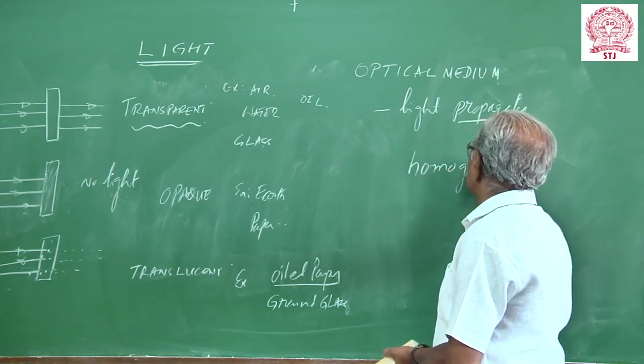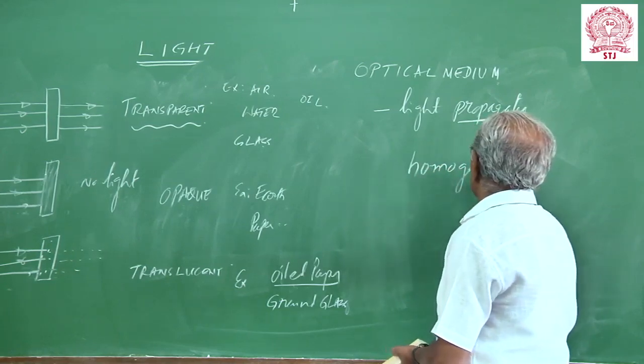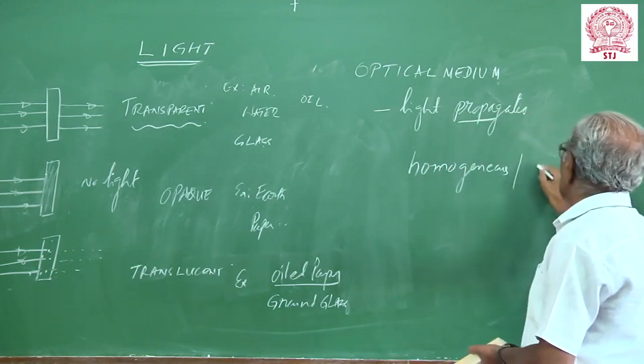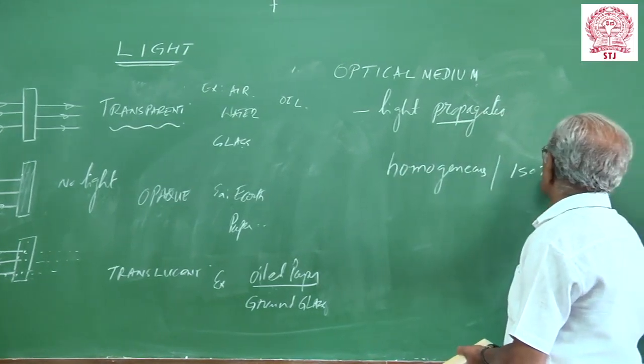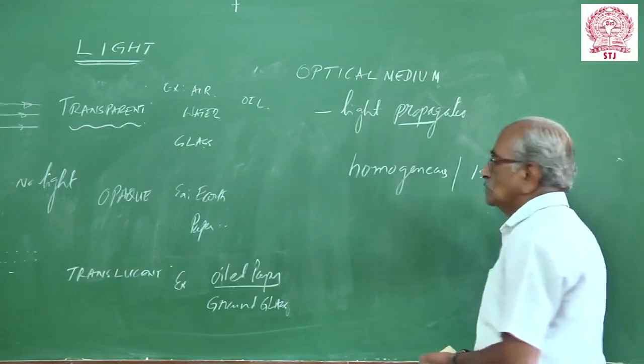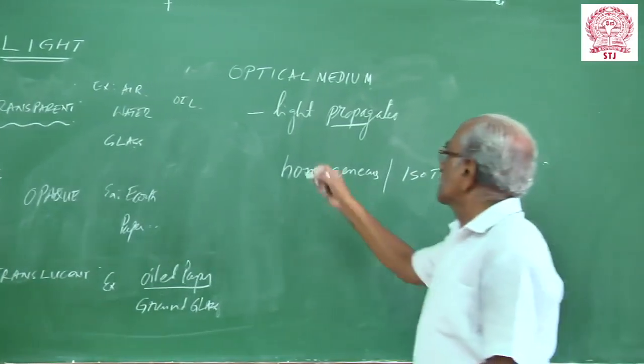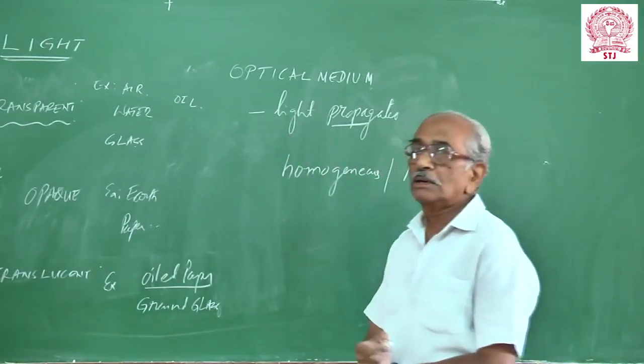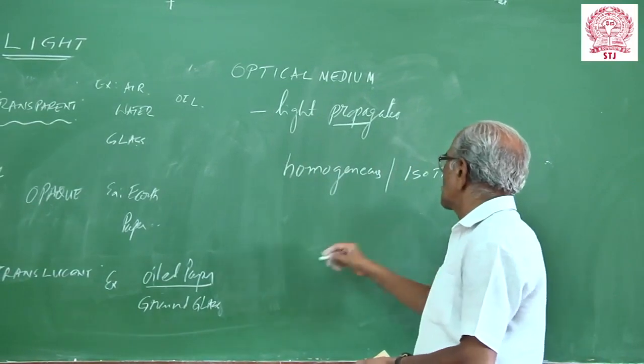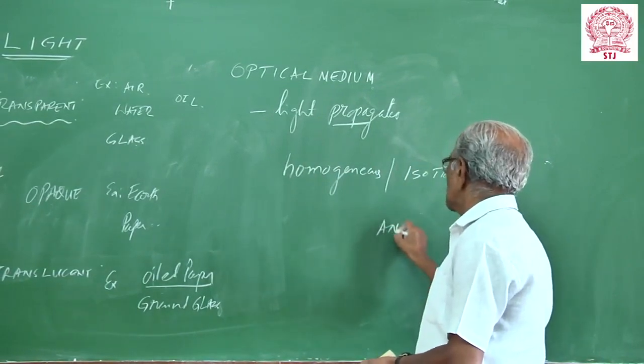More commonly, isotropic optical. Now if the speed is different in different directions, it is non-homogeneous or anisotropic.